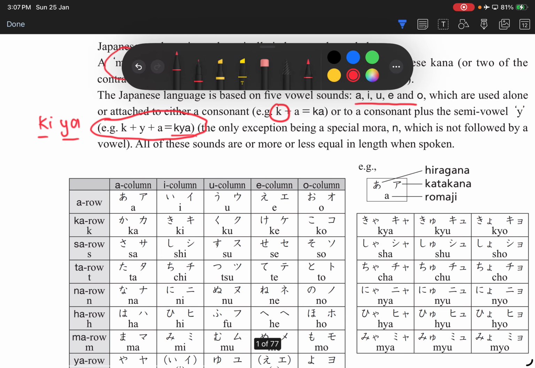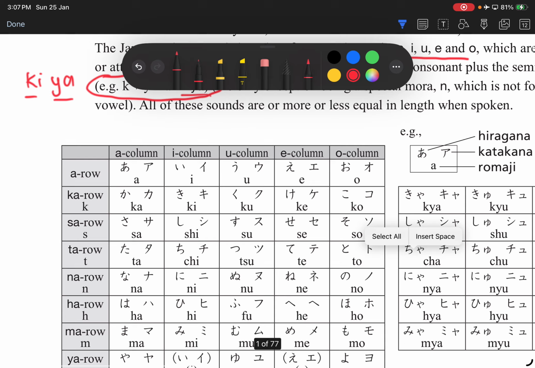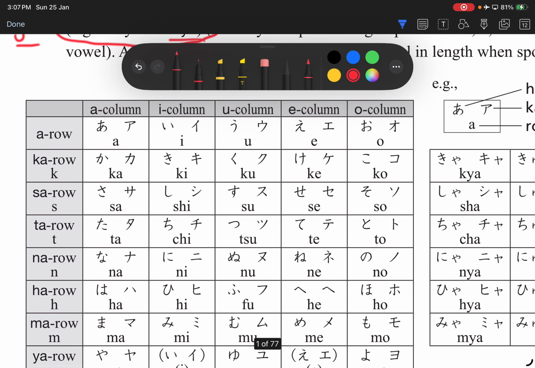My iPad is lagging. Okay, so you just repeat after me. A, I, U, E, O. Right, so A, I, U, E, O. So a little bit different from English. It's not A, E, I, O, U. So a bit different. So these are our main basic vowel sounds. Then the next column, we will practice how to say it.